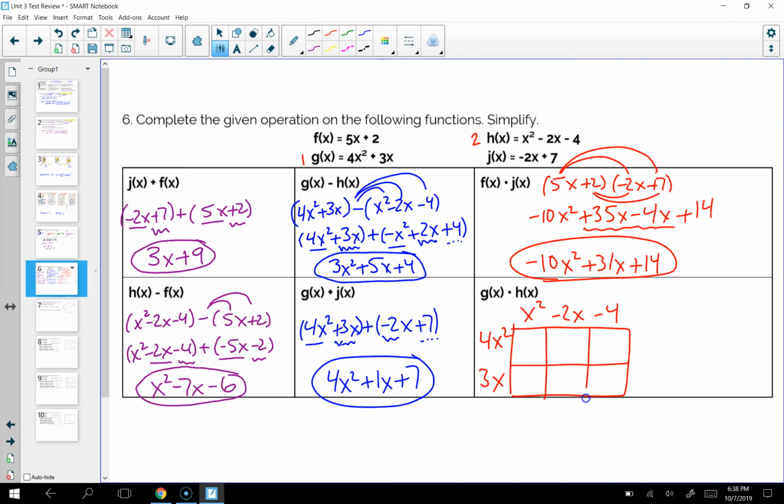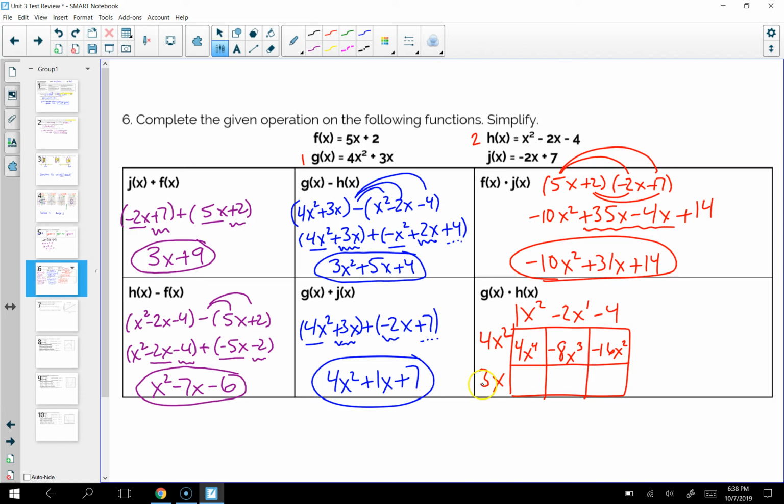All right, let's multiply. So 4x squared times x squared. Well, there's a 1 right here. 4 times 1 is just 4. X squared times x squared, we get to add the exponents. 4 times negative 2 is negative 8. There is an exponent of 1 right here, so that becomes x to the power of 3. 4 times negative 4 is negative 16. And the x squared just stays because there wasn't another x squared to put with.